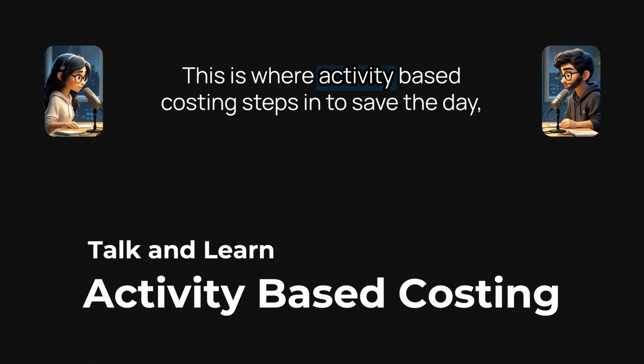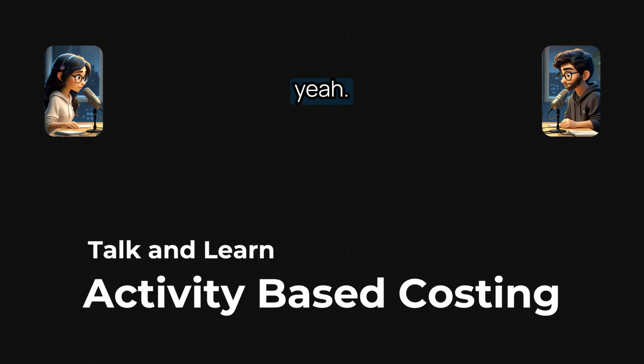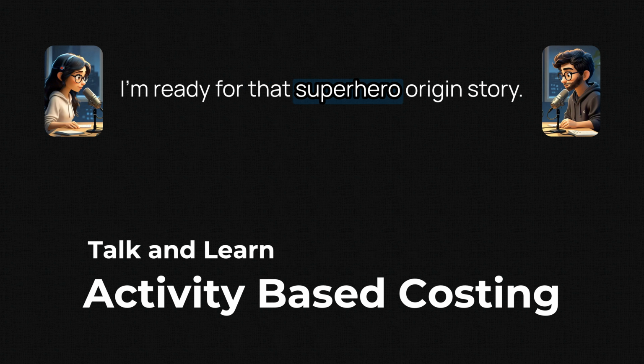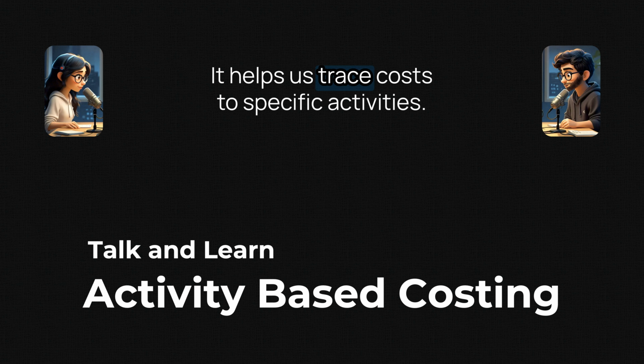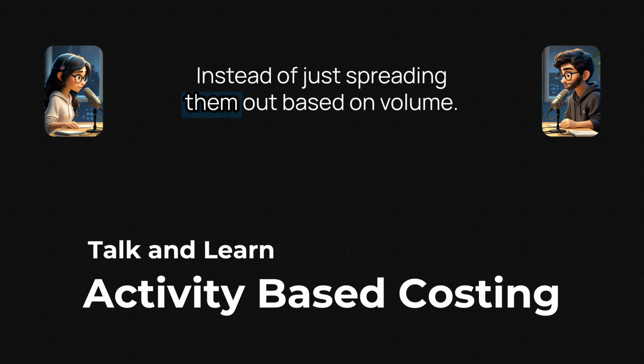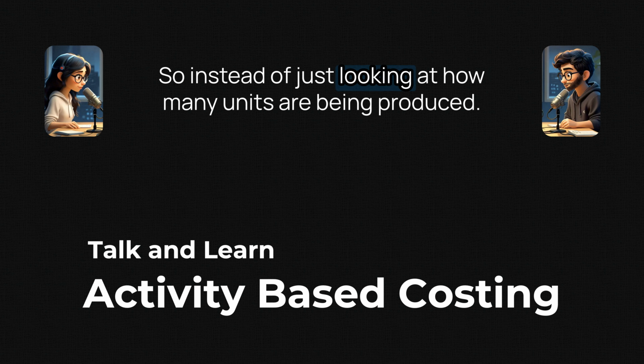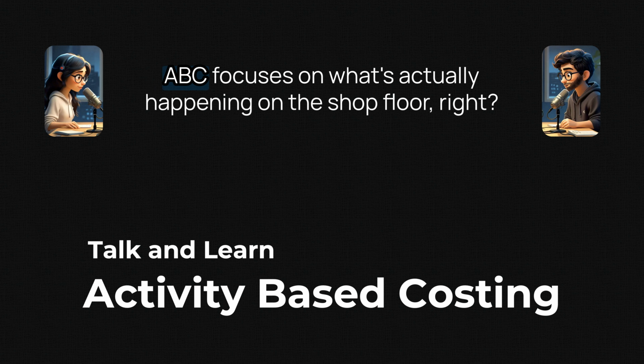This is where activity-based costing steps in to save the day. I'm ready for that superhero origin story. Think of ABC as that much-needed flashlight for our cost maze. It helps us trace costs to specific activities instead of just spreading them out based on volume. So instead of just looking at how many units are being produced, ABC focuses on what's actually happening on the shop floor, right?